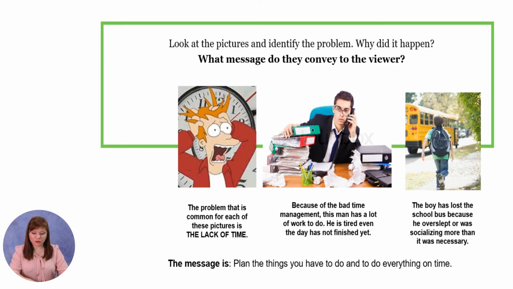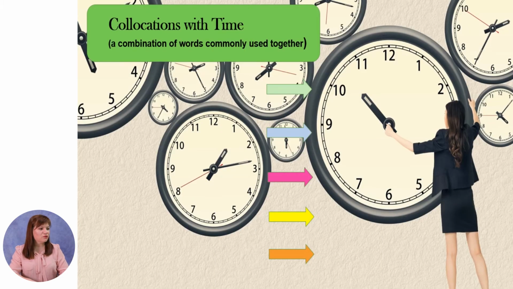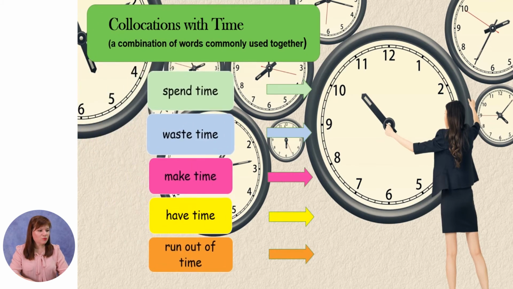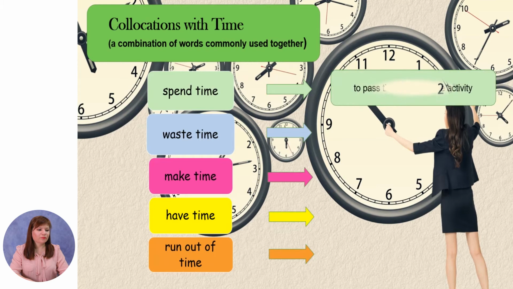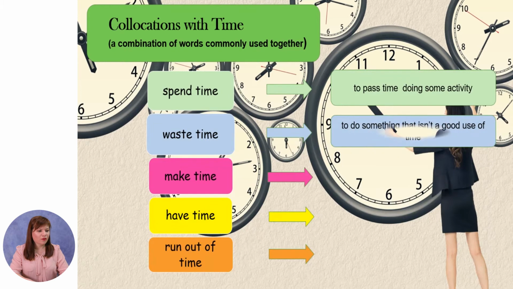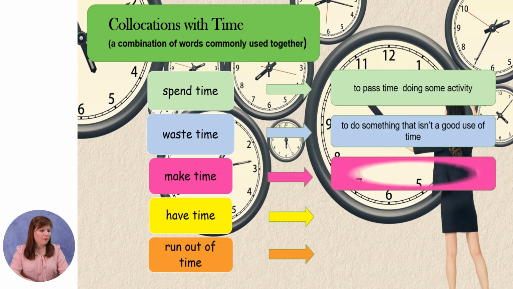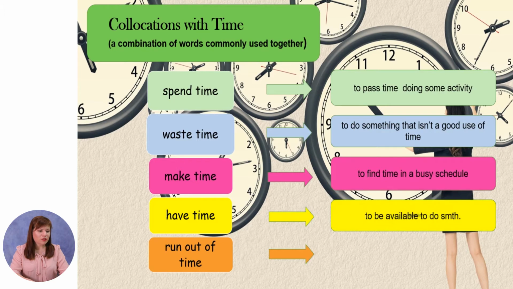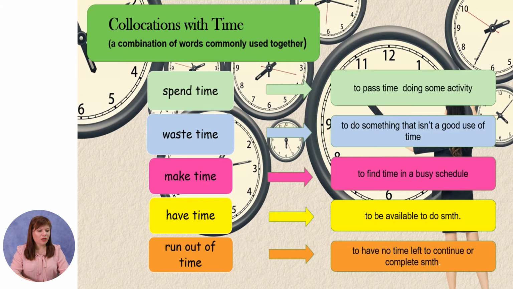Before going further, I would like you to present the collocations with time. The collocations are a combination of words commonly used together. And we have spend time, to pass time doing some activity. Waste time, to do something that isn't a good use of time. Make time, to find time in a busy schedule. Have time, to be available to do something. Run out of time, to have no time left to continue or complete something.